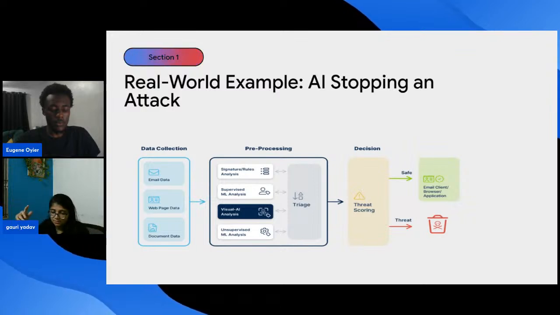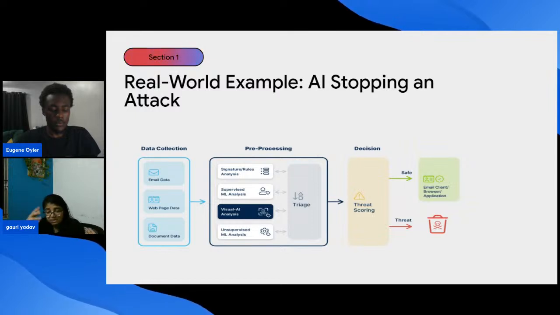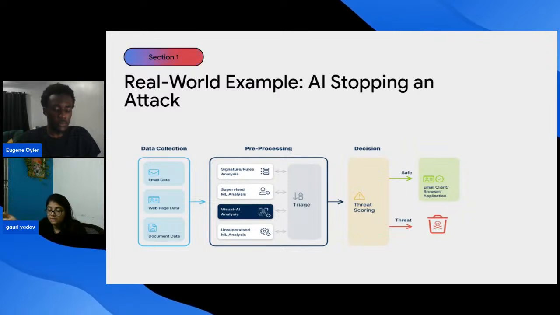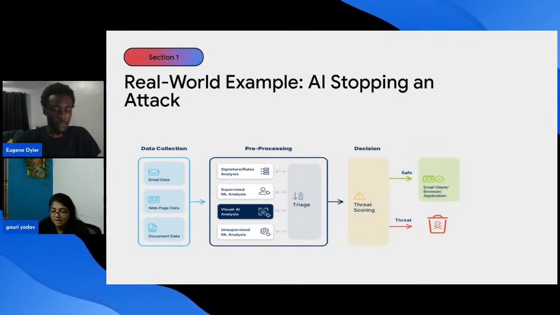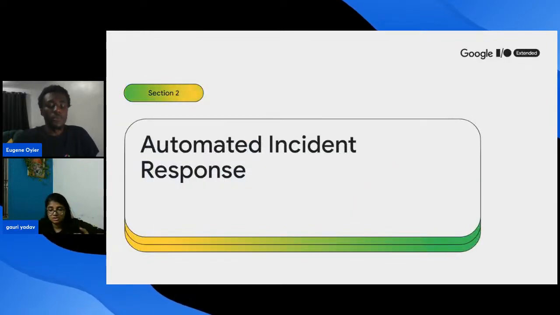Now, how is AI trained? AI systems are trained on large databases of phishing emails and legitimate communications. Now it requires continuous learning. As new phishing tactics emerge, AI models are updated to recognize how to counter them and how an incident report and response should be created. For example, a healthcare organization implemented an AI-powered email security solution that reduced successful phishing attacks by 85%. Now let's look into the second section of this session, which is automated incident response.